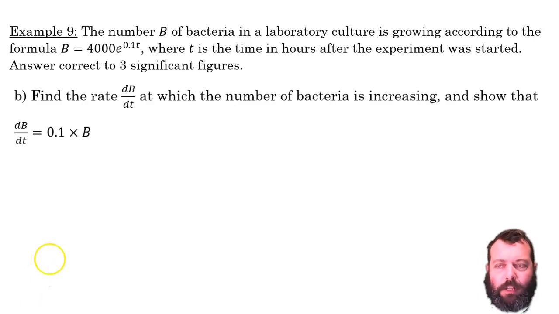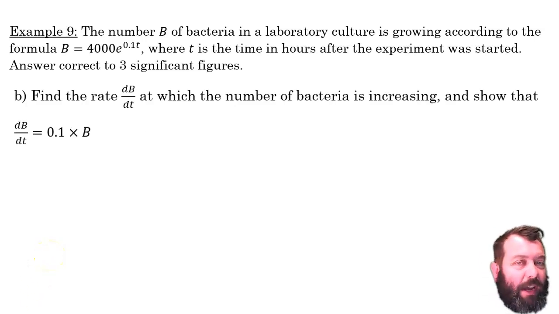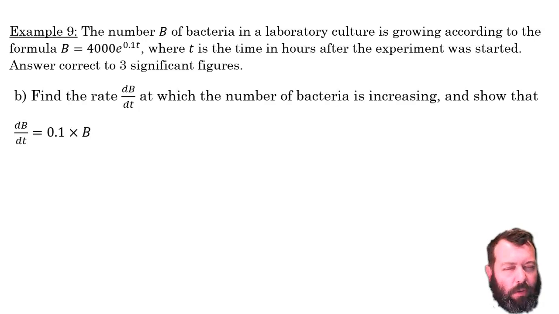Part B says find the rate, the instantaneous rate we're going to call this, dB/dt, at which the number of bacteria is increasing, and show that it's equal to 0.1B. Now that seems a bit curious. We'll get to that later on. But what that's really asking me to do is to differentiate the equation.